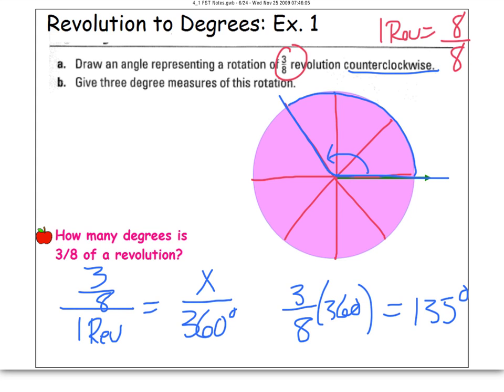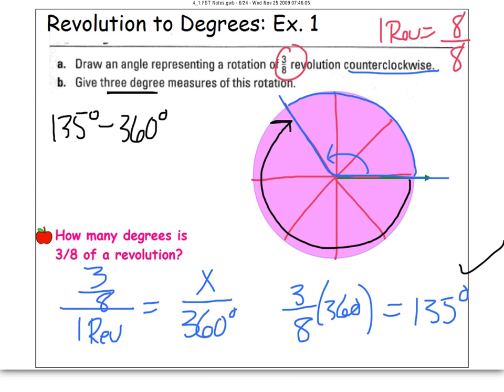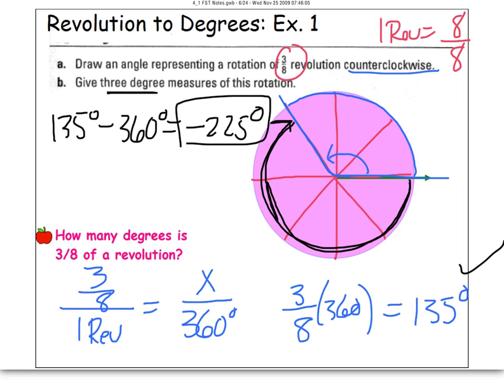Now on here, part B is actually asking us to give 3-degree measurements for this rotation. Well, there's one of them. How can you get the other one? Well, what if I go backwards or clockwise? How many degrees is that? Well, that we can get by taking the existing 135 degrees, and if we subtract 360 degrees from it, it'll actually give us negative 225 degrees. Now, use your gut instinct. Does it seem reasonable? This is negative 180 and a little bit more, so negative 225 makes sense.